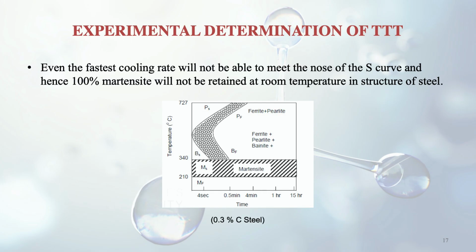So in figure B which I showed you earlier, the neck was touching the temperature axis. Here you can see one more thing, that even if we give the fastest cooling rate, it will not be able to meet the nose of the S curve. The nose and this line representing fastest cooling, suppose that is a vertical line, it will just be tangent to the nose, it will not cut it anywhere. Hence 100% martensite will not be retained at room temperature in this structure of the steel.